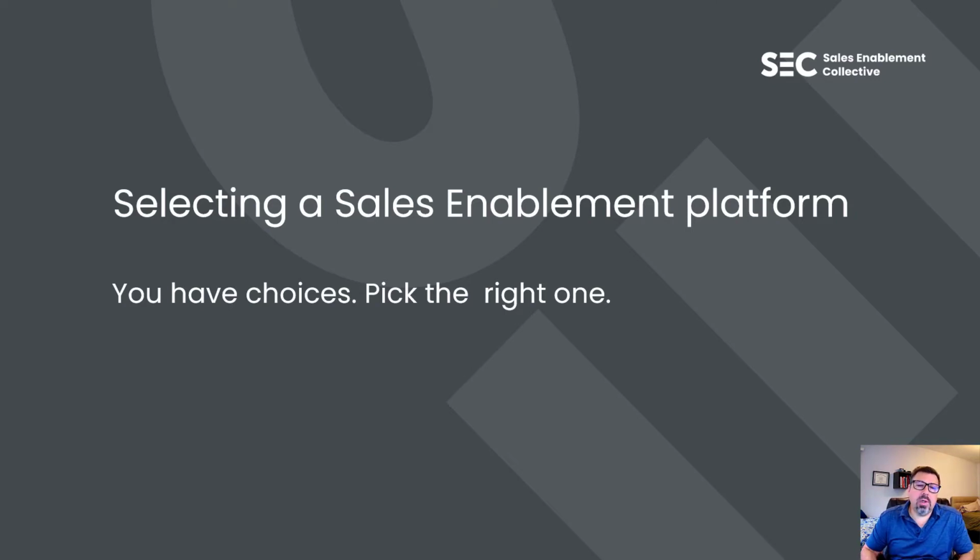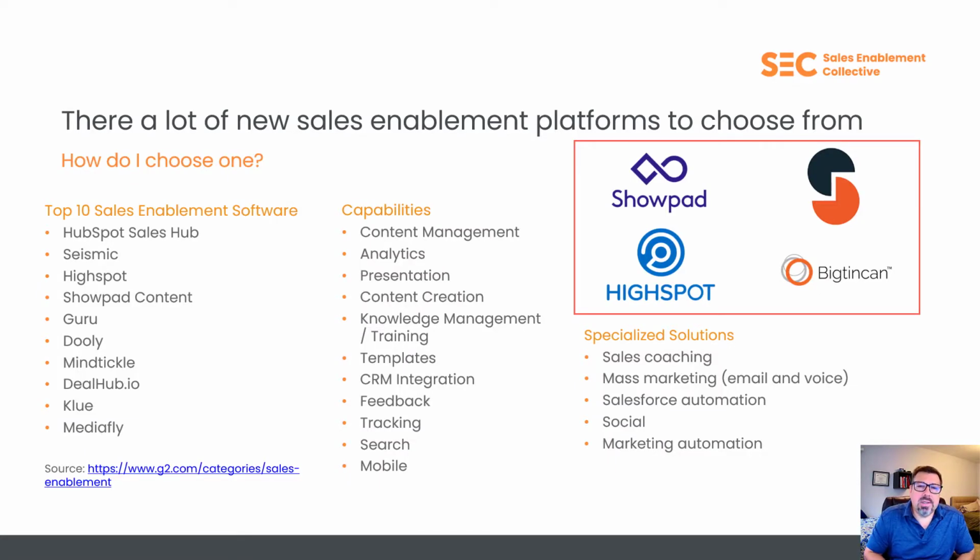So you're thinking about selecting a sales enablement program, or, hey, you have one, it's not so great. Let's take a look at what's out there. I pulled a list from G2.com of the top 10 sales enablement software offerings. Now, I don't understand their whole criteria for this, but you'll notice in the upper right, I included some logos of four major sales enablement platforms that I am personally experienced using: Showpad, HighSpot, Seismic, and Bigtincan.